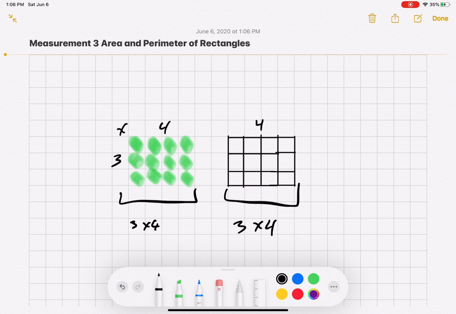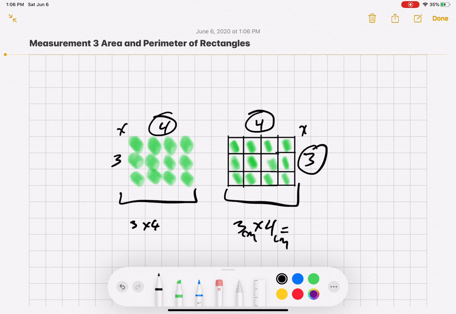Because we have the same, we have 4 columns, right? And we have 3 rows. And if we multiply that together, we would come up with 12. And if we counted these, it'd be 1, 2, 3, 4, 5, 6, 7, 8, 9, 10, 11, 12. So I can say, and if these are centimeters, right, I can say that if I want to find the area of a rectangle, I could multiply the length of that rectangle by the width of that rectangle, just like we do with our array. So this could be 12 centimeters squared.